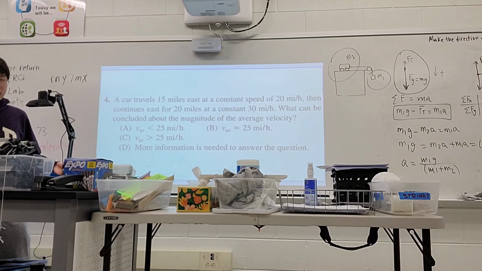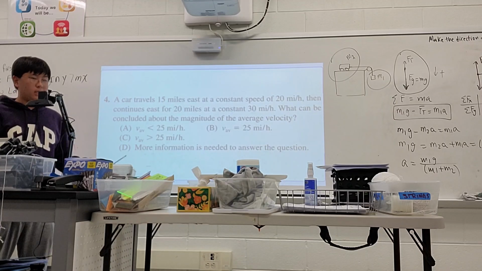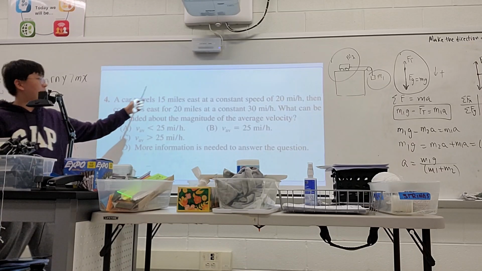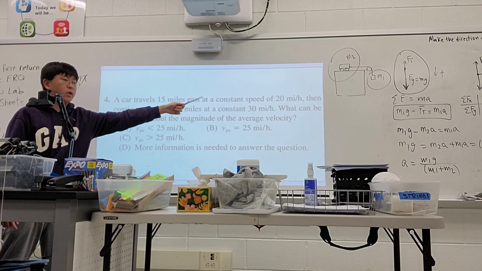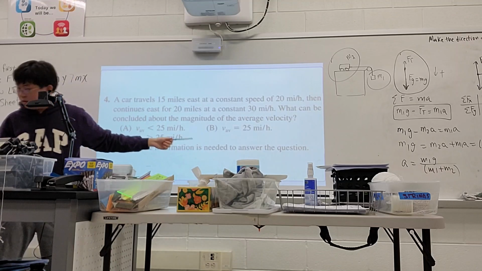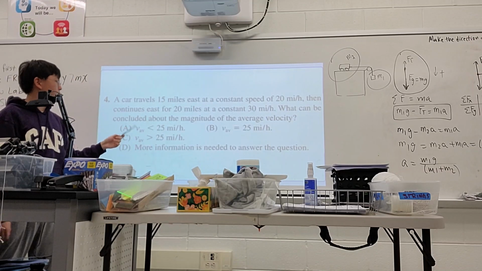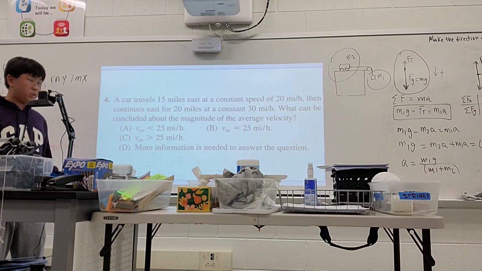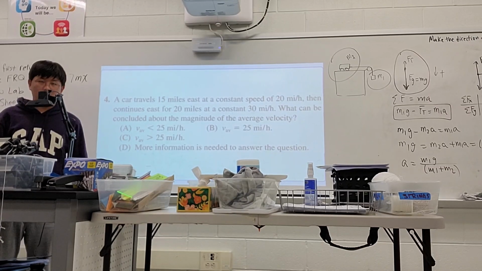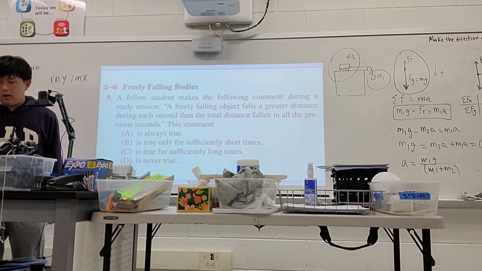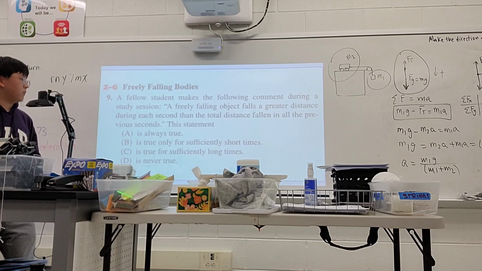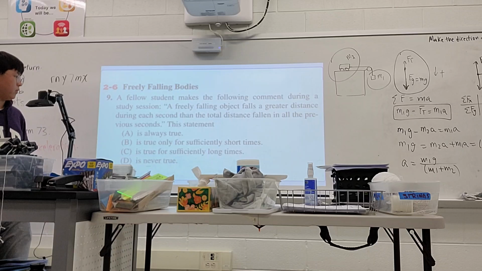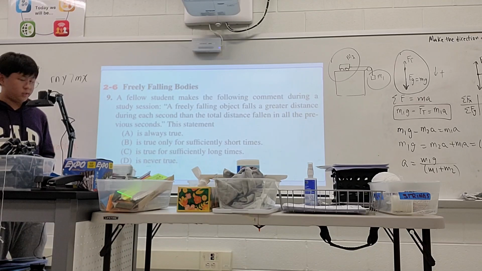And then what is average velocity? Delta x over delta t. And we know we traveled 35 miles, 15 plus 20, which is 35, over the 2.83 hours, which equals 12.36, which is less than, obviously, 25 miles per hour. So simple enough. Here, there's another more conceptual question.